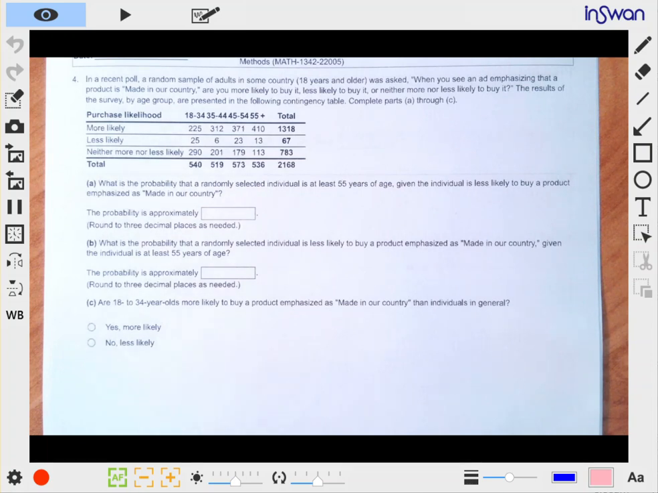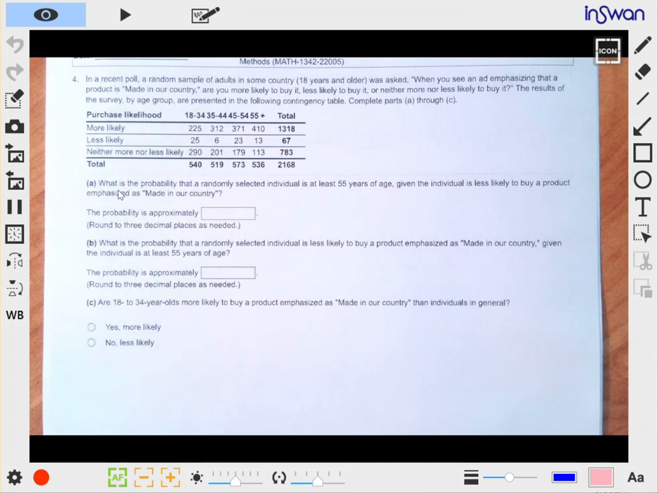So in number 4 you've got this poll: a random sample of adults in some country, we'll just say the USA, was asked when you see an ad emphasizing that a product is made in the USA, are you more likely to buy it, less likely to buy it, or neither? More likely or less likely. The results of the survey by age group are presented in the following contingency table.